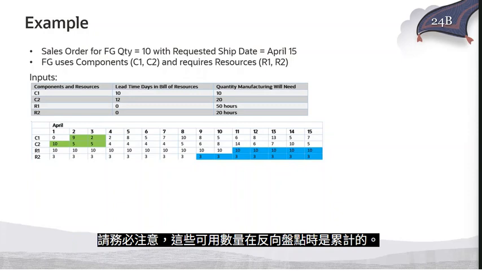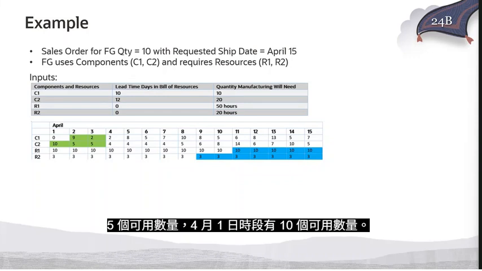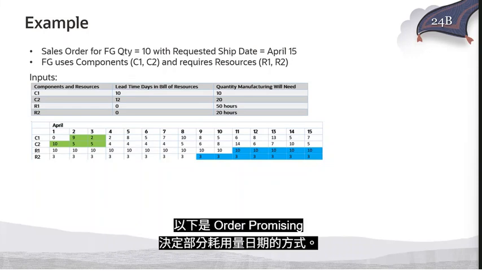It's important to note that these available quantities are cumulative when counting in reverse. So for example, a quantity of 20 is available for item C2 on April 3rd because we have 5 available on April 3rd, 5 available on April 2nd, and 10 available on the April 1st bucket. So 5 plus 5 plus 10 equals 20.